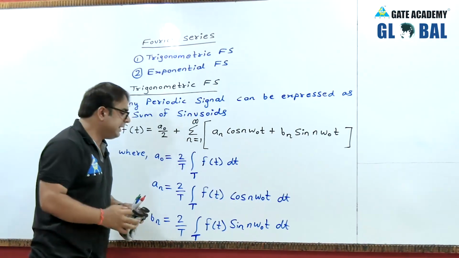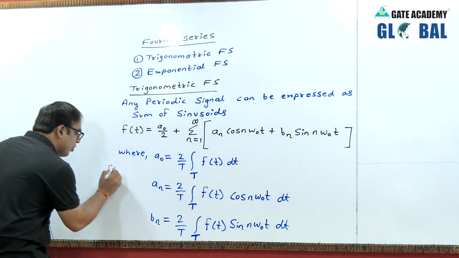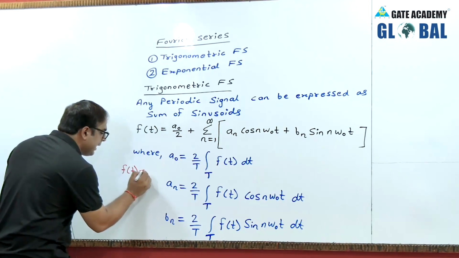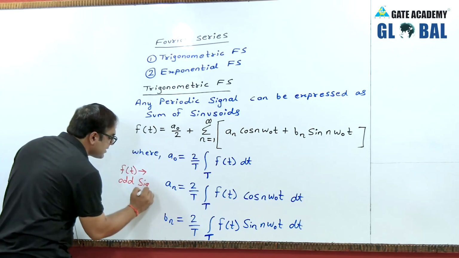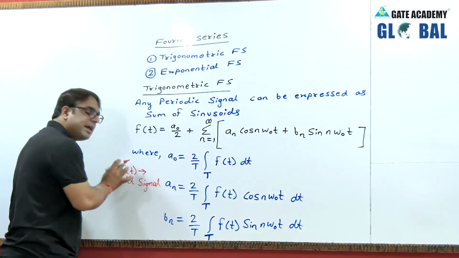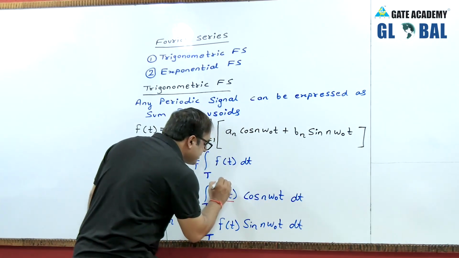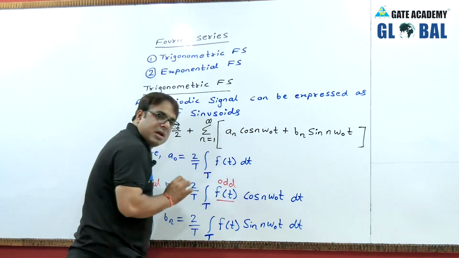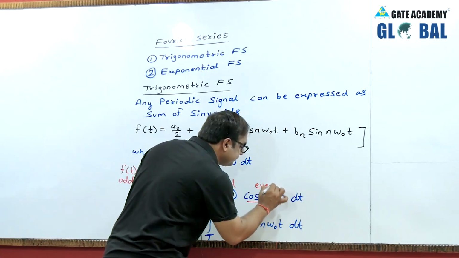Now coming to the next concept. If I consider f of t to be an odd signal, just assume that the given periodic signal is an odd signal. So now if f of t is an odd signal, obviously this signal is an even signal.